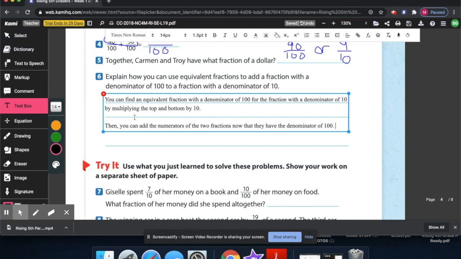Obviously, I don't want you to write a giant paragraph when you answer these. I made mine a little longer just so I could break it down for you and it could be in complete sentences. You can find an equivalent fraction with a denominator of 100 for the fraction with a denominator of 10 by multiplying the top and bottom by 10. Then you can add the numerators of the two fractions now that they have the denominator of 100.